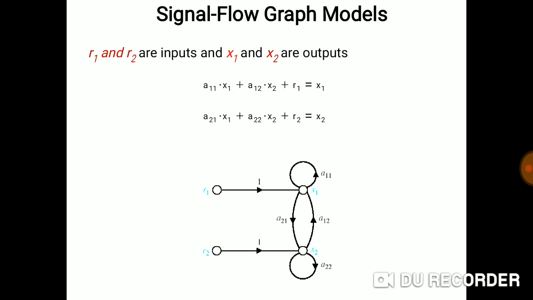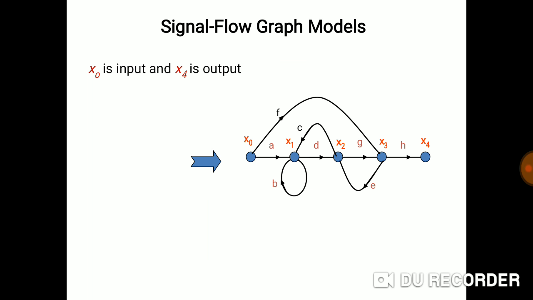We can apply the same for X2 also. X2 also has three input signals. One is from X1, another one is from X2, and the third one is from R2, which has transfer function 1. So the equation is X2 is equal to A21 into X1 plus A22 into X2 plus R2.